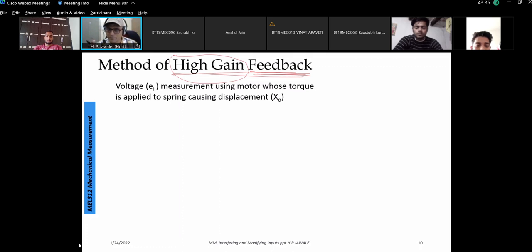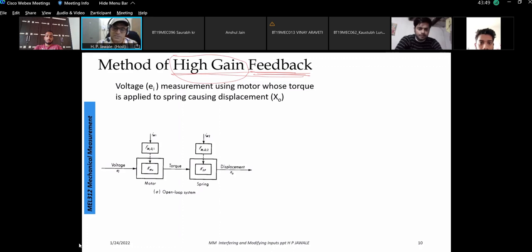I think you might be aware this is what is also done in voltmeters. We have got some coil that is going to rotate. Because of the change in the voltage, the coil is going to rotate, and then it is going to give the deflection to the spring. Right. So this scheme, let us understand this scheme now.